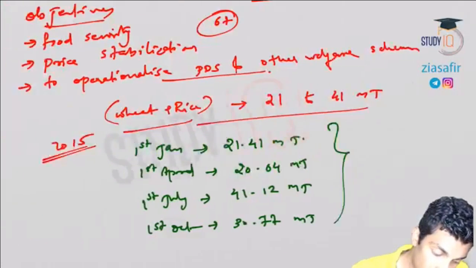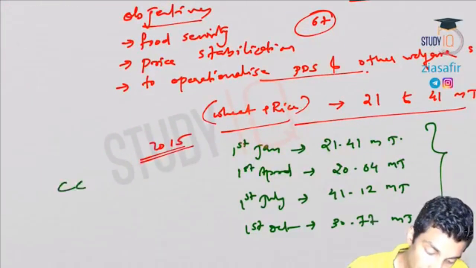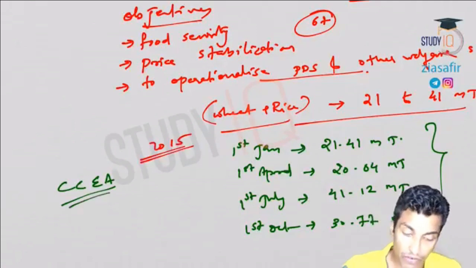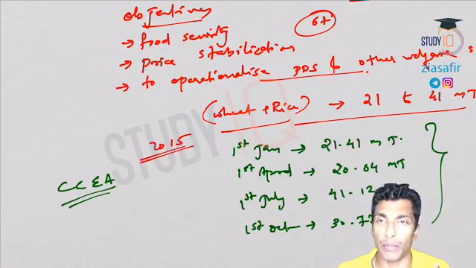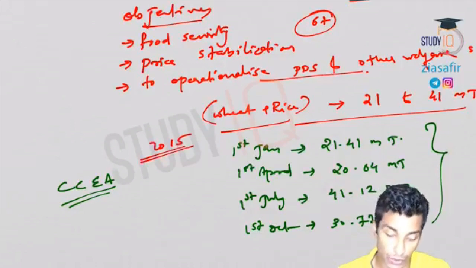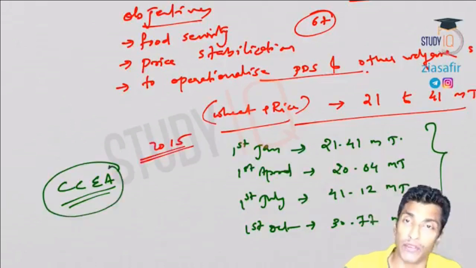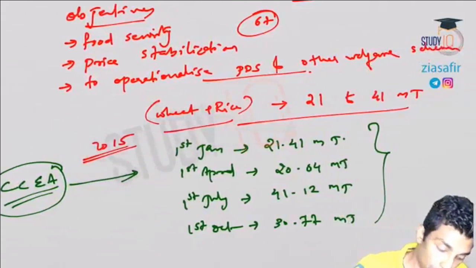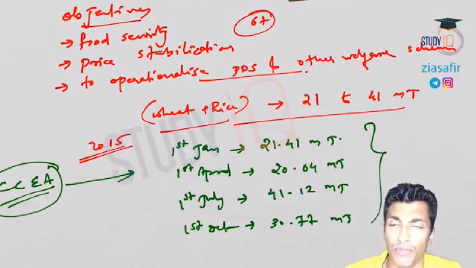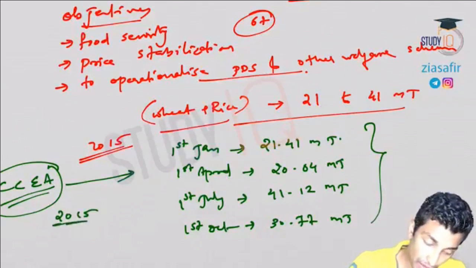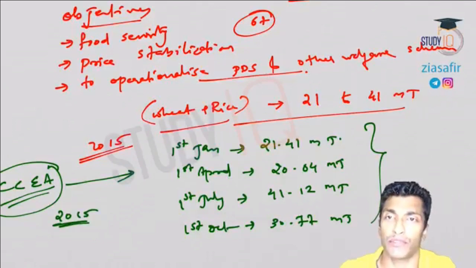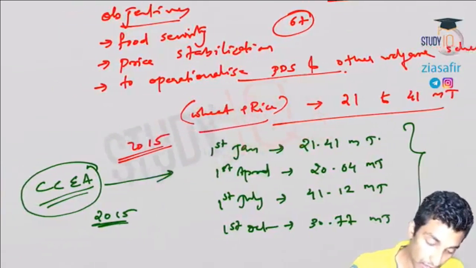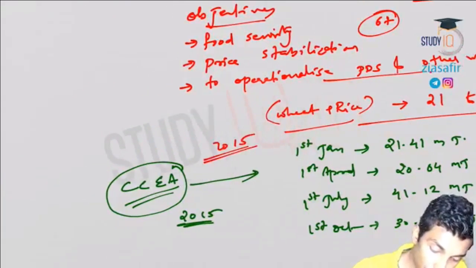Now who is fixing this? Buffer stock norms are actually fixed by the Cabinet Committee on Economic Affairs. When we discussed MSP, I told you MSP is also fixed by the Cabinet Committee on Economic Affairs on the recommendation of CACP, Committee on Agricultural Cost and Prices. The Cabinet Committee on Economic Affairs, headed by the Prime Minister, fixes the MSP as well as these buffer stock norms, and it will be revised every 5 years. Last it was revised in 2015.